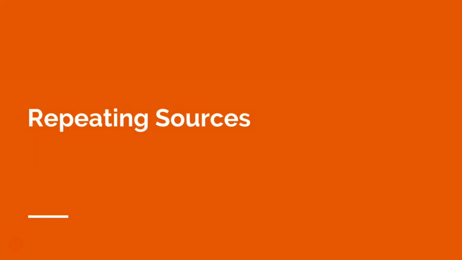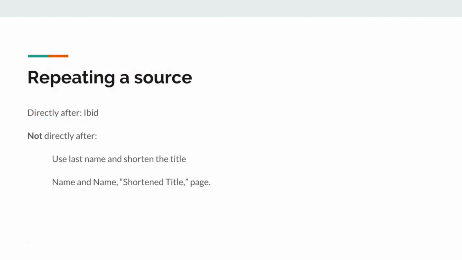If you are repeating a note in Chicago style, there are a few specific elements you need to be sure and incorporate. If you're repeating them directly after another, you're going to use IBID, which I will explain later. If they're not directly after each other, you use the last name of the author or the authors and a shortened title. If the work has two authors, you separate both their last names by using the spelled out word and.